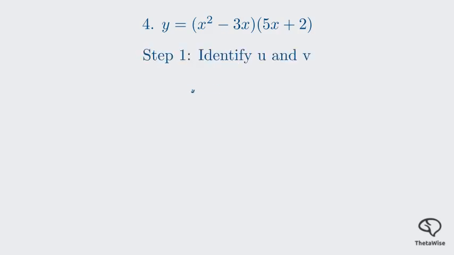Our fourth example presents another product, this time involving two polynomial functions. The function is y equals the quantity x squared minus 3x times the quantity 5x plus 2. Since this is a product, the product rule is the most efficient method. As before, we'll start by defining our u and v. Let's set u to be the first part, x squared minus 3x, and v to be the second part, 5x plus 2. Next, we find their derivatives, u prime and v prime.